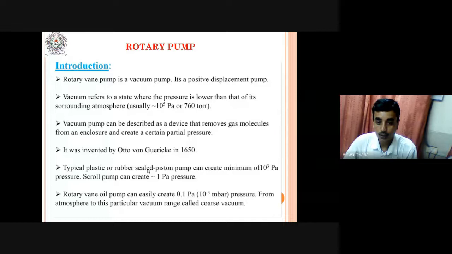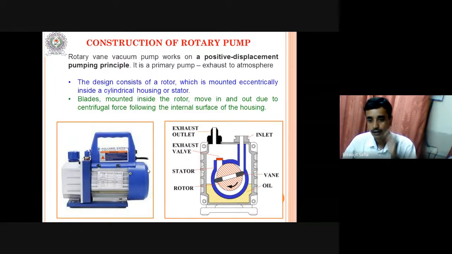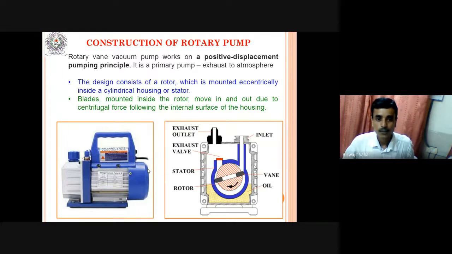And the rotary vane oil pump, which is used nowadays, can produce a low pressure as much as 10 to the power minus 3 millibar, and it can exhaust to the atmosphere. Now one can see the construction of the rotary pump. That will be easier to understand. The rotary vane pump works on a positive displacement pumping principle.